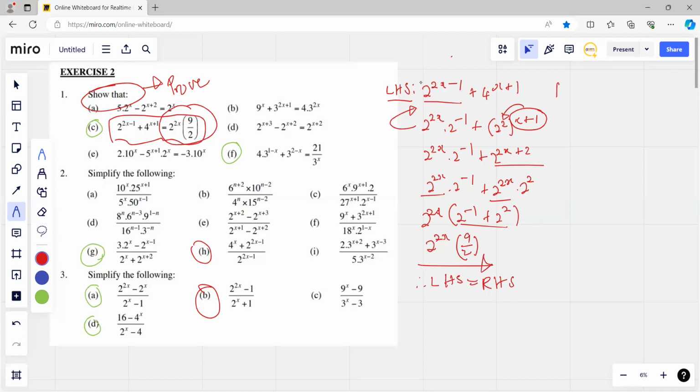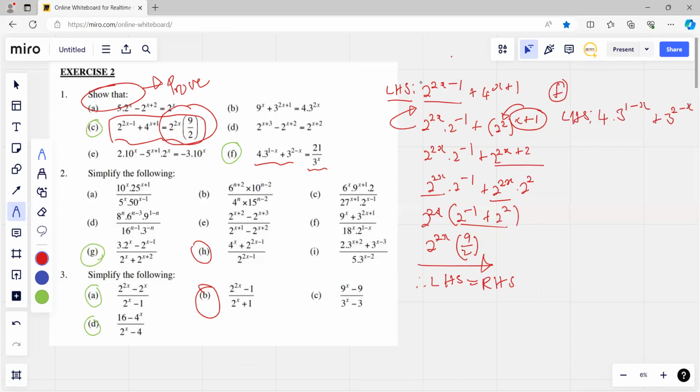Then let's look at number F. Number F, again, we're looking at the complex side. If you check, the left-hand side is more complex than the right-hand side. Then we're going to focus on the left-hand side. Here we are given 4 multiplied by 3 to the exponent 1 minus x plus 3 to the exponent 2 minus x.